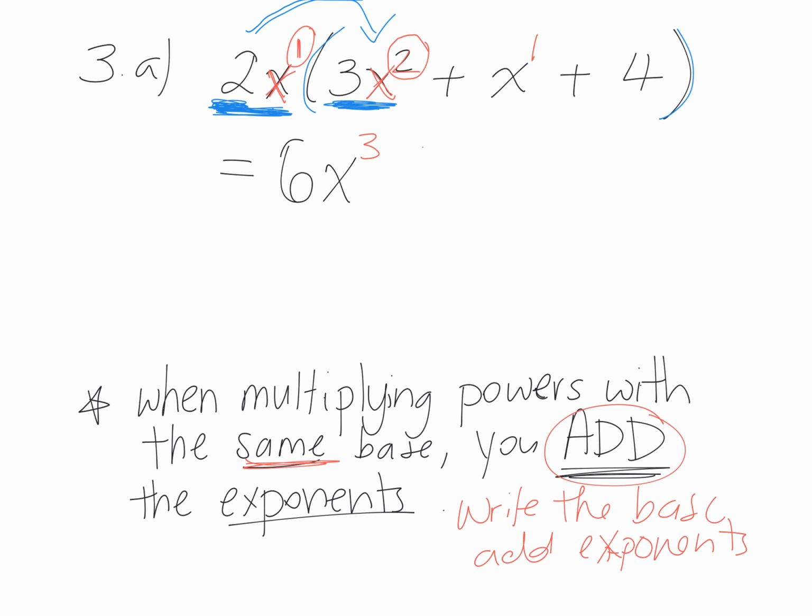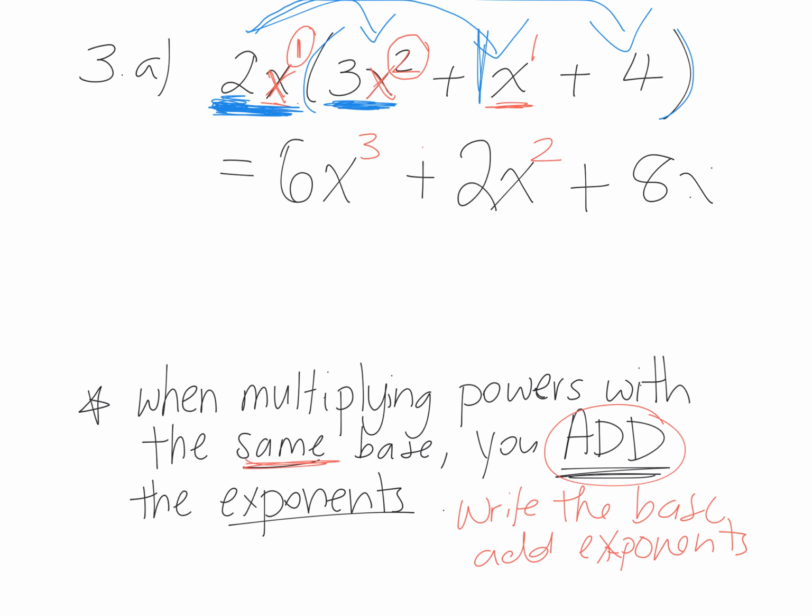We have 2x to the power of 1 times positive x to the power of 1. What's 2 times positive 1? 2. Now x to the power of 1 times x to the power of 1 is x to the power of 2. Then we have 2x times positive 4. That's easy. There's no variable, no power there. What's 2 times 4? Plus 8x.